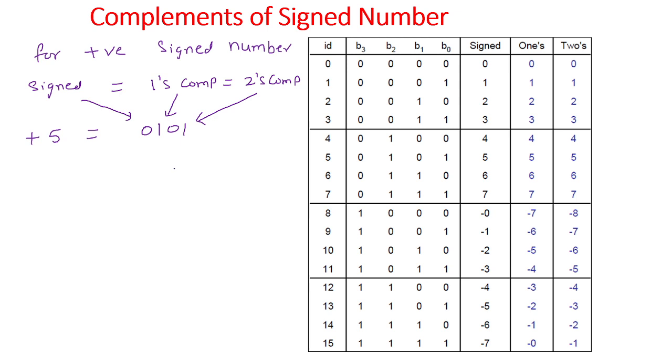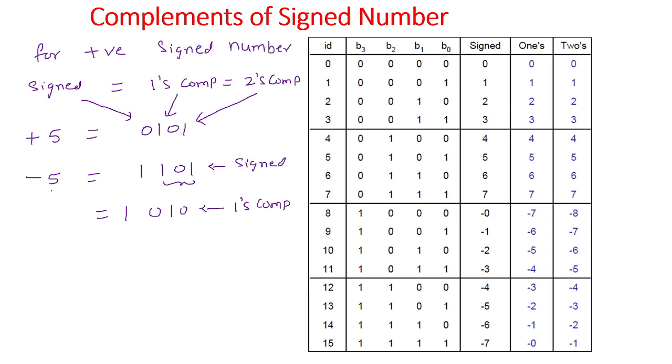So 0, 1, 0, 1 represents plus 5 in all the representations: signed magnitude, one's complement and two's complement. And if we talk about minus 5, the signed representation is 1, 1, 0, 1. This 1, 0, 1 is 5 and this 1 is the negative. So 1, 1, 0, 1, this is in the signed magnitude. Now if we write this in the one's complement, we need to take the one's complement of the magnitude and the sign bit will be the same. So it will be 1, 0, 1, 0, where 0, 1, 0 is the one's complement of 1, 0, 1. This is the representation in the one's complement form.